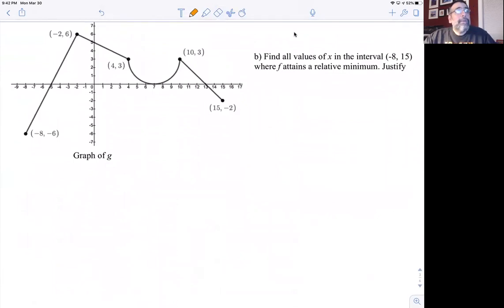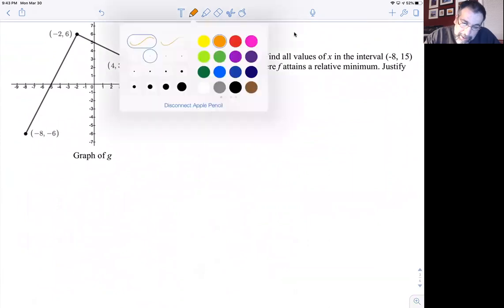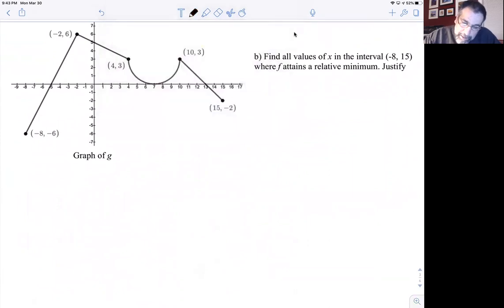In part B, we are asked to find all values of x in this interval where f attains a relative minimum value. Now, keep in mind, we still have that f of x is equal to the integral of g of t dt from t equals -2 to t equals x. And because we have that, we still have f prime of x is equal to g of x. And we also have f double prime of x is equal to g prime of x.